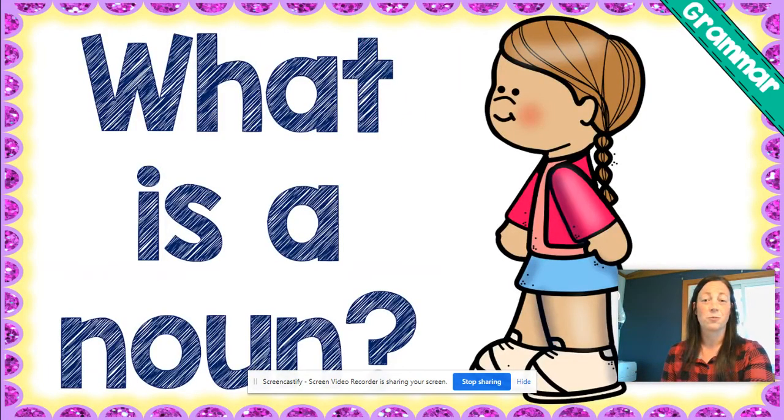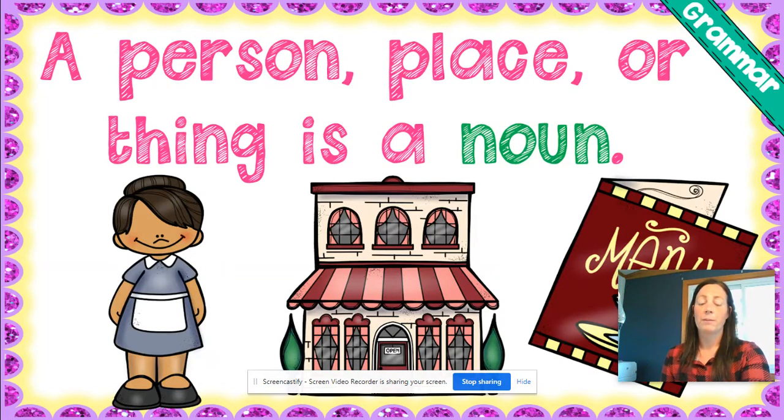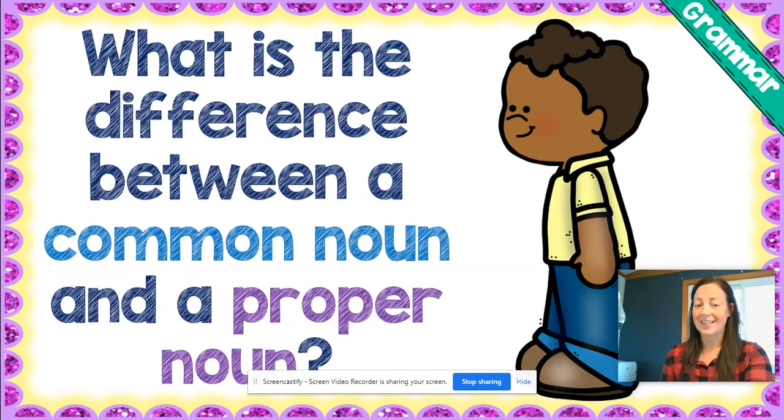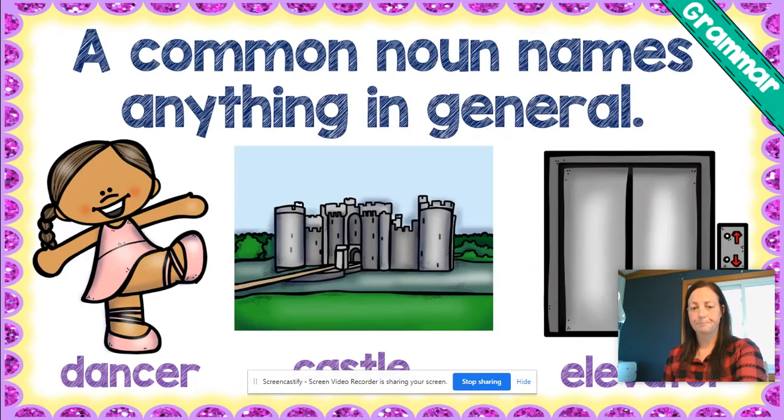So the first one is, what is a noun? If you remember correctly, a noun is a person, place, or thing. Okay, a noun is a person, place, or thing. We can further divide that into a common noun or a proper noun. Okay, so we have nouns that are persons, places, or things, and then there's a common noun or a proper noun. When we talk about a common noun, we're talking about things in general.